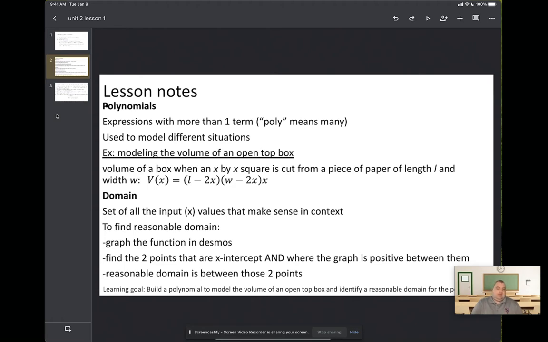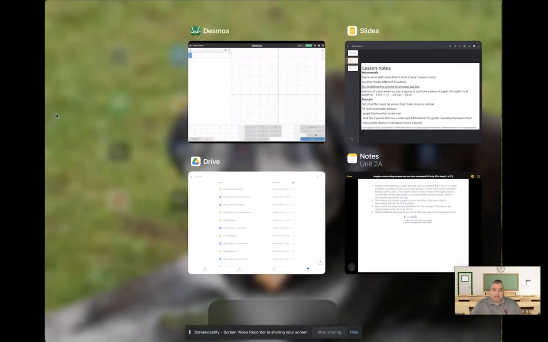The other thing we're going to talk about today is something called the domain of a polynomial or a function. The domain is the set of all the input or x values that make sense in context. You're going to hear me use the phrase reasonable domain. What is a reasonable domain for a particular situation? And we're going to learn how to do that through this concept of the volume of an open top box. And I will explain to you how these steps work when we do the examples. So that's the lesson notes for this first lesson here. Let's go ahead and go to the examples.